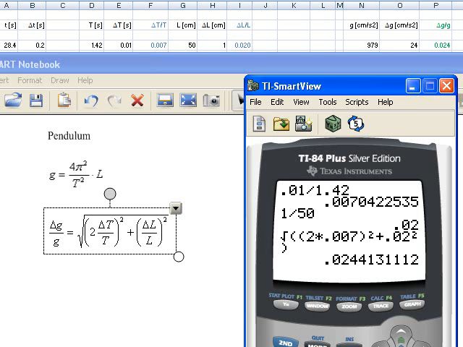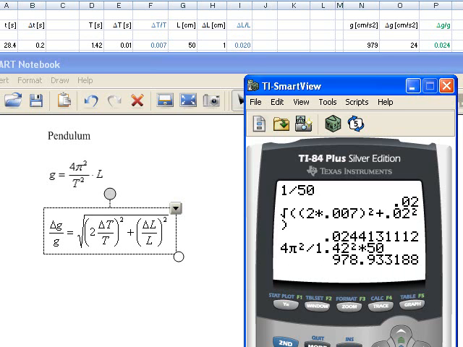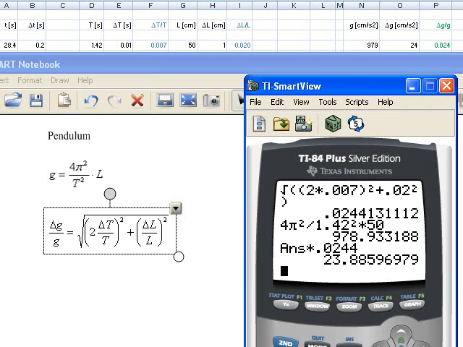And when I actually calculate g with the original equation, 4 pi squared doesn't figure into the error propagation because there is no error attached to pi or to 4. So 4 pi squared divided by 1.42 squared times 50 centimeters, and I come up with 979 centimeters per second squared. And then I multiply that with the error I just calculated, 0.0244, and I come up with a rounded 24.